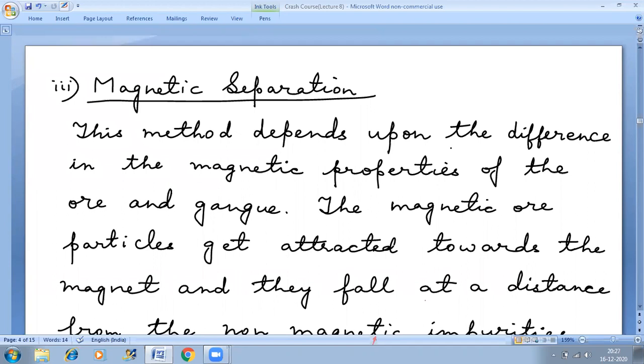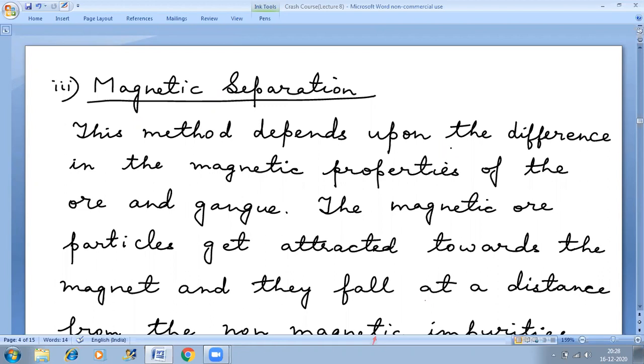If the gangue particles do not get attracted to the magnet, but the ore particles get attracted to the magnet, then definitely I can separate them using this principle. The magnetic ore particles will get attracted towards the magnet and hence they will fall at a distance. Because they have been drawn close to the magnet, they will fall somewhere else when you introduce the ore particles and the gangue together on the surface of a magnetic substance which is moving.